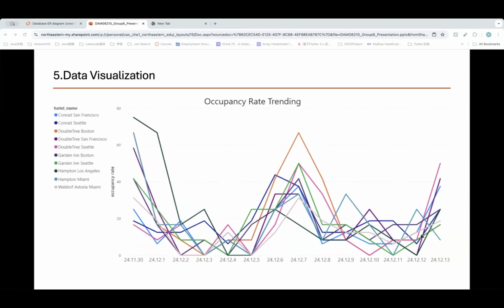And the last is the visualization of the change in occupancy rate from last week to the next week. The chart indicates that the occupancy rate is obviously higher on weekends than weekdays and exhibits cyclical patterns. It can be used to observe and predict the trends in hotel bookings and helps with making business strategies.